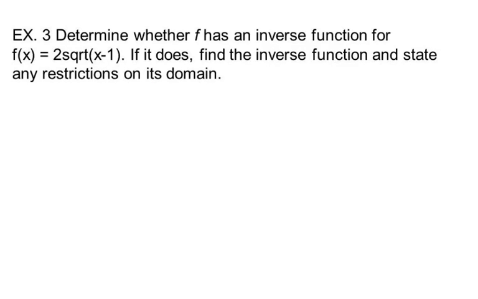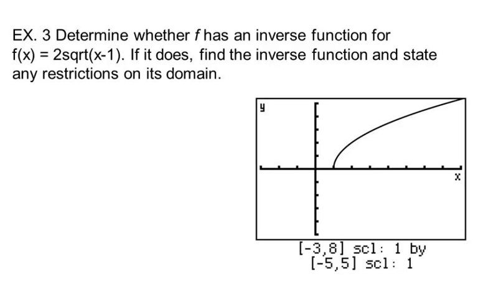Okay, now we're going to do the same thing for this function, 2 times the square root of x minus 1. So if I graph this function, it looks like this. And I want to use the horizontal line test to determine if it passes or fails, to see if it has an inverse. And this one does pass the horizontal line test. So we can move forward in finding the inverse. So I'm going to write y equals 2 times the square root of x minus 1.